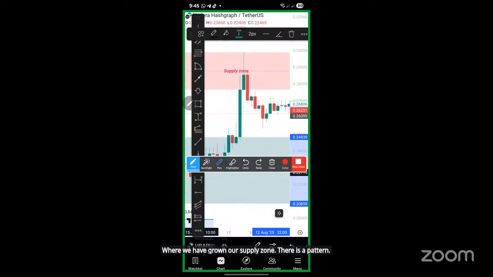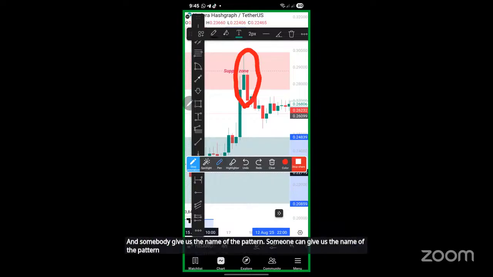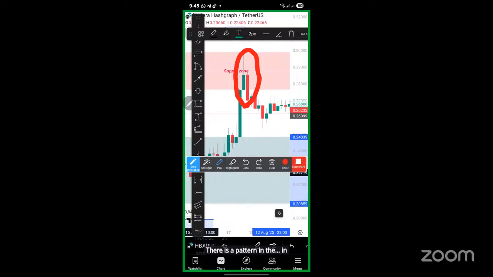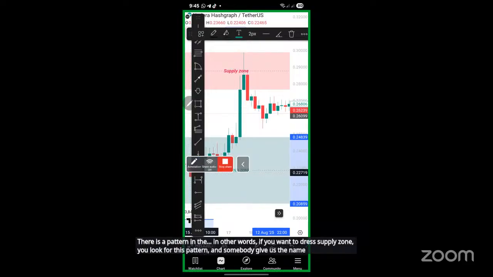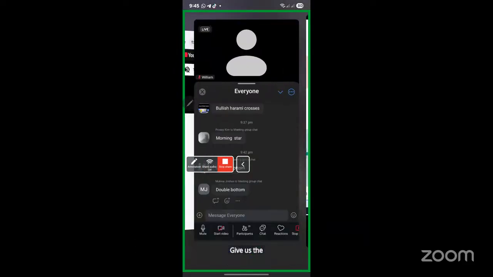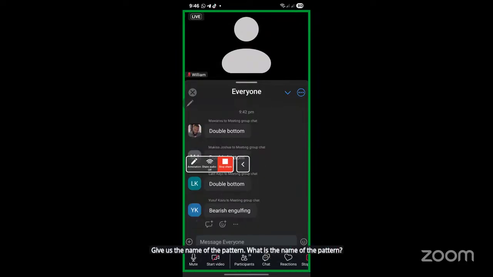Now, when you look here, where we have drawn our supply zone, there is a pattern. Can somebody give us the name of the pattern? In other words, if you want to draw a supply zone, you look for this pattern. What is the name of the pattern?